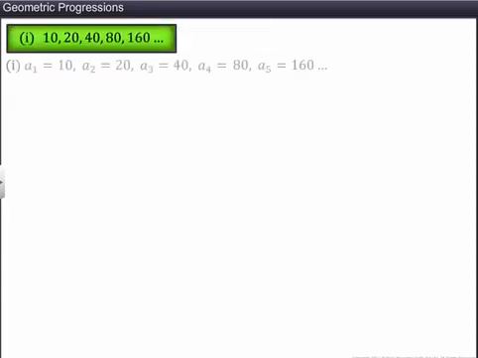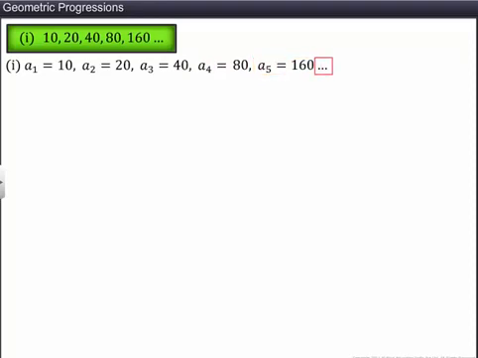The first term of this sequence is 10. The second term is 20. The third is 40. The fourth, 80. The fifth, 160. And so on.